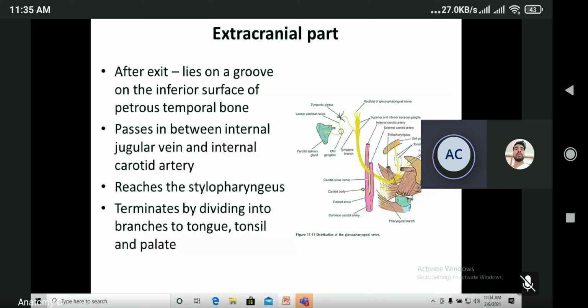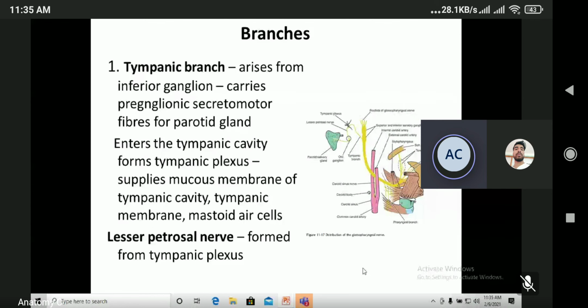At its termination, it has many branches. You can see the lingual branches to the tongue. It gives tonsillar branches to supply the tonsil, and it gives pharyngeal branches to supply the pharynx, as well as palatal branches to supply the soft palate. You can see a number of branches here. Okay, now come to the branches proper.